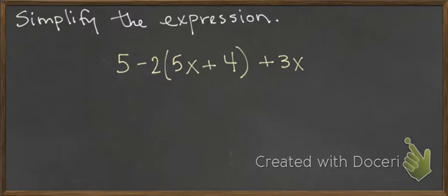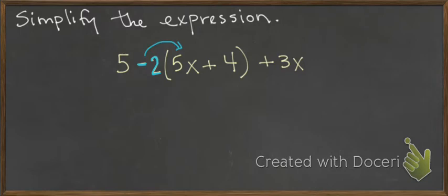For this one, when I multiply the 2, I want to always think about whether that number that I am going to distribute is positive or negative. What do you think? It's negative because there's a minus sign here. So what I'm going to do is distribute negative 2 times 5x and times 4.